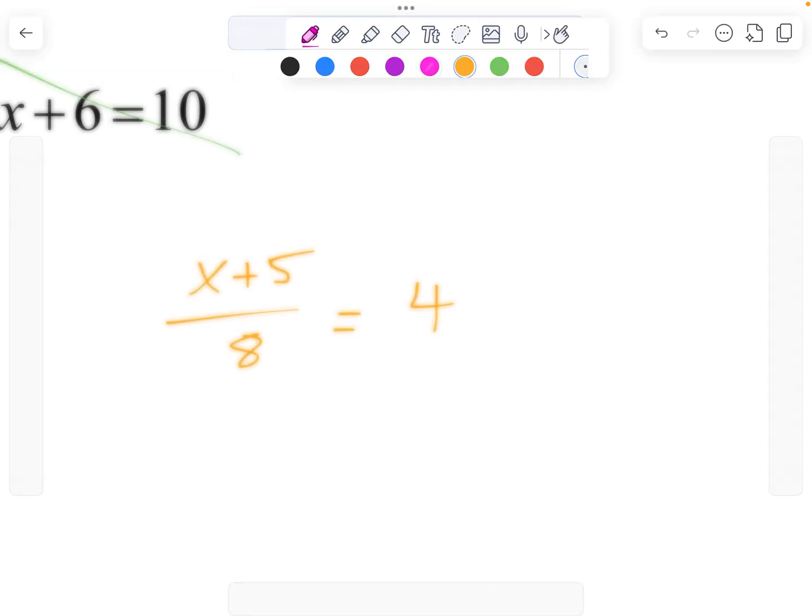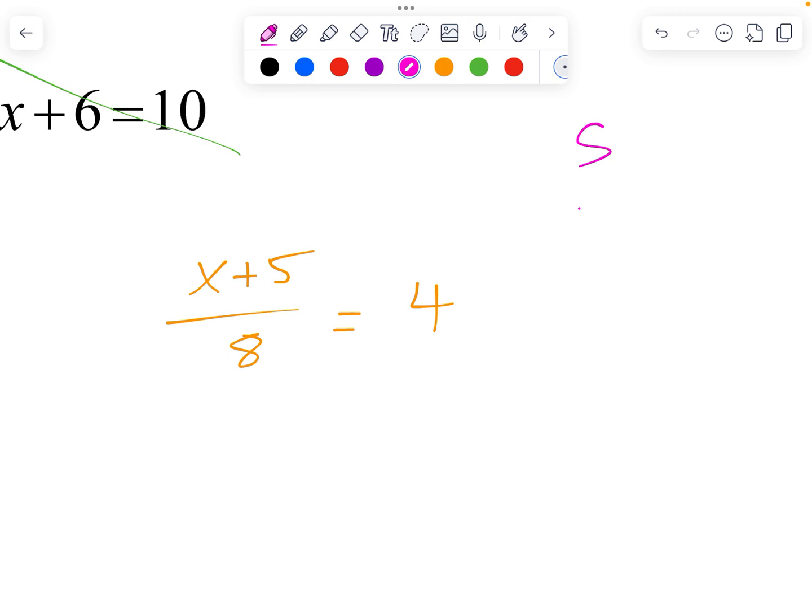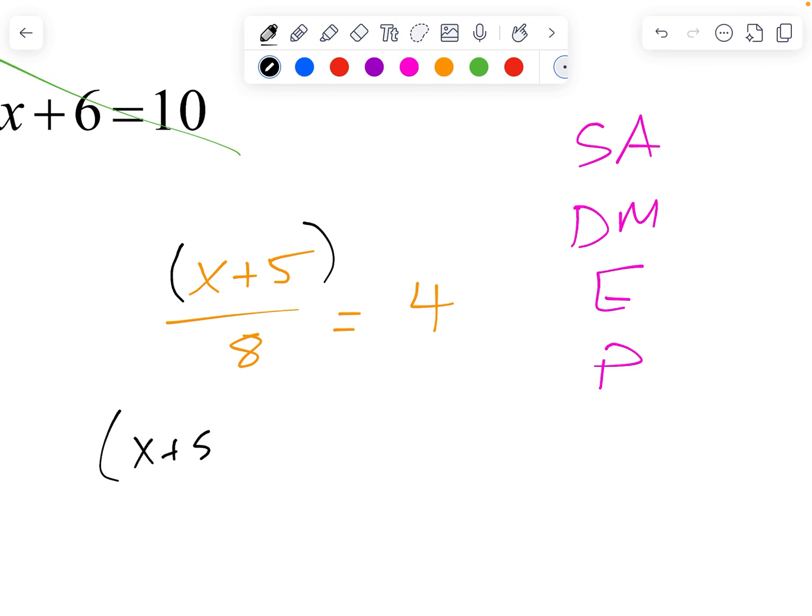And the tricky part about this is if you're thinking about that SADMAP, or that reverse order of operations, you might be tempted to subtract 5 first. But what's happening here is both of these things are being divided by 8. So technically they're grouped together. Or if I were to think about this, this is x plus 5, both divided by 8. So really, there's kind of these hidden parentheses that I can't get into unless I multiply both sides by 8 first.